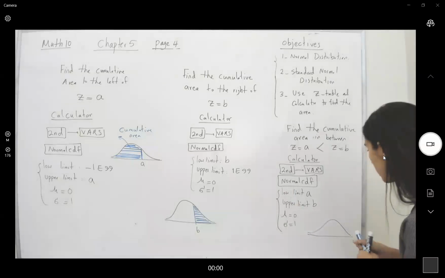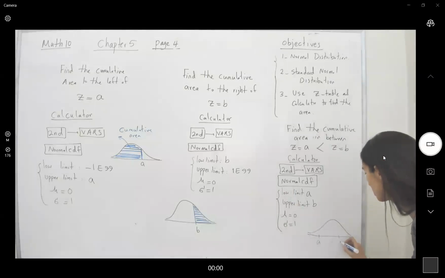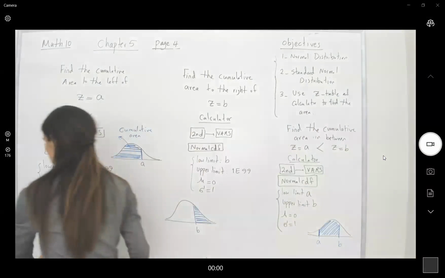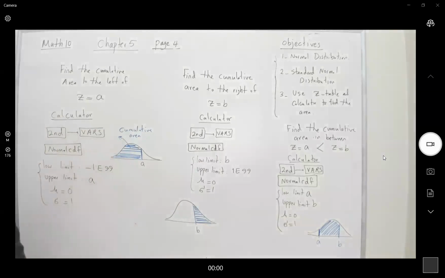Suppose your A is here. Suppose your B is here. The cumulative area between A and B. Let us take a look at some examples.